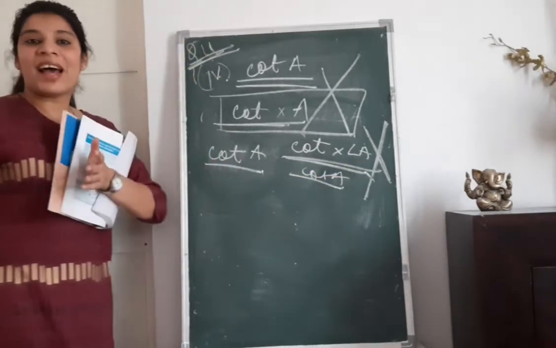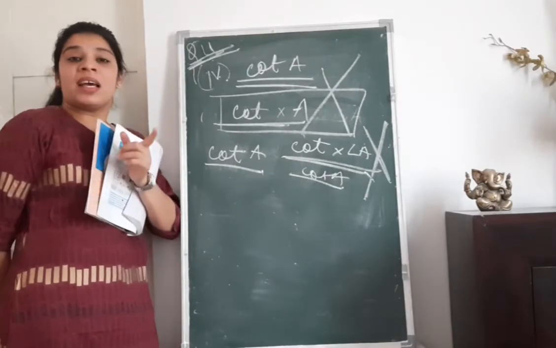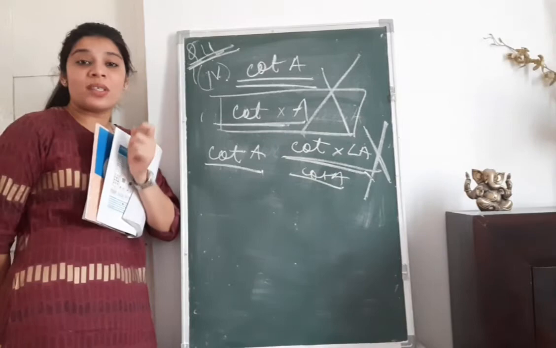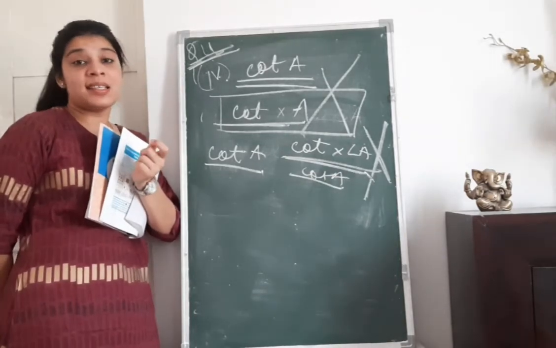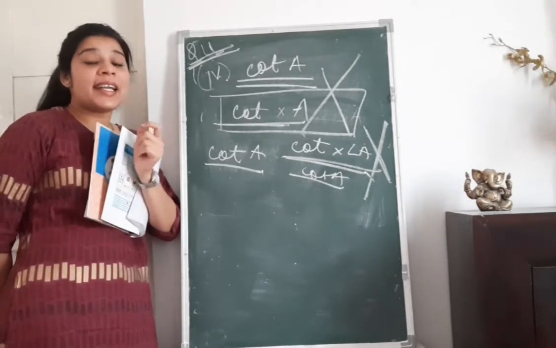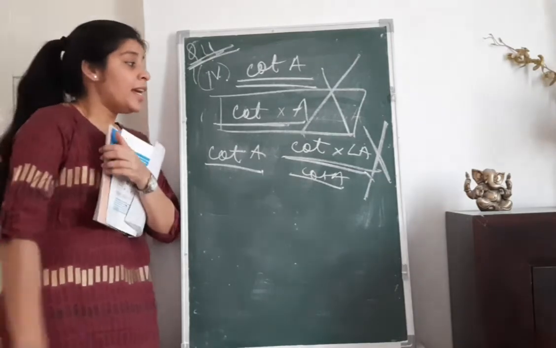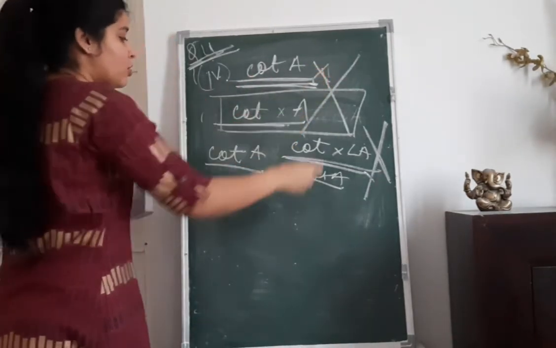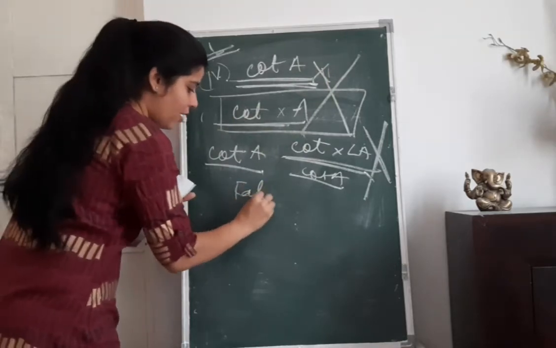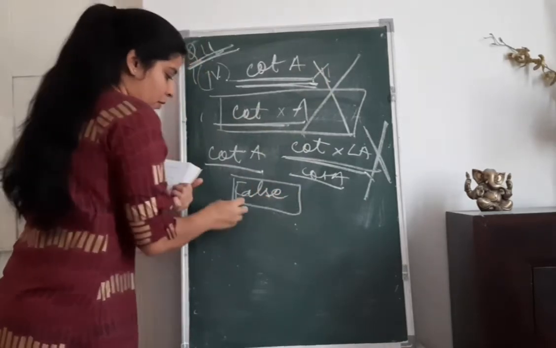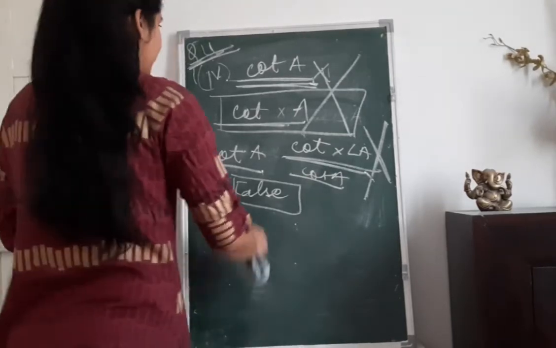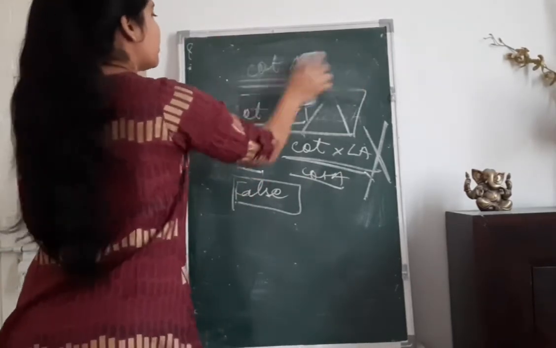Cos A is cosine of angle A. Sin A is sine of angle A. And cosec is cosecant of angle A. Sec is secant of angle A. And tan is tangent of angle A. These are not in multiplication. So this statement is also false. Let's move on to fifth part of this question.